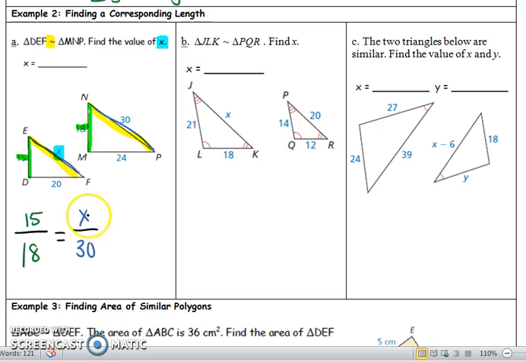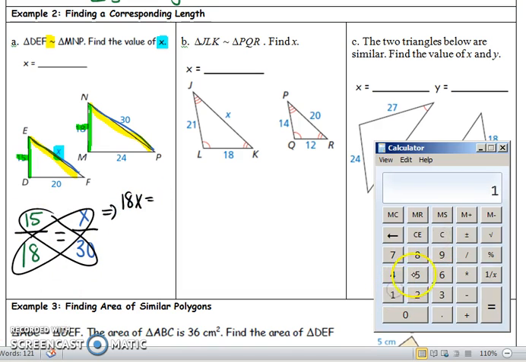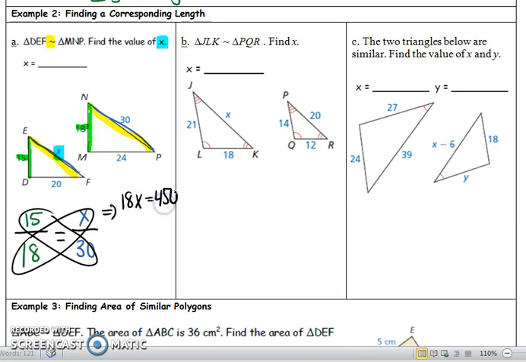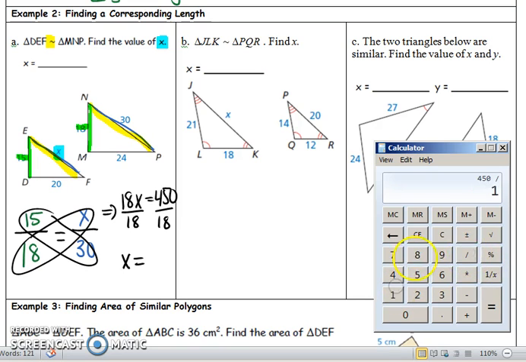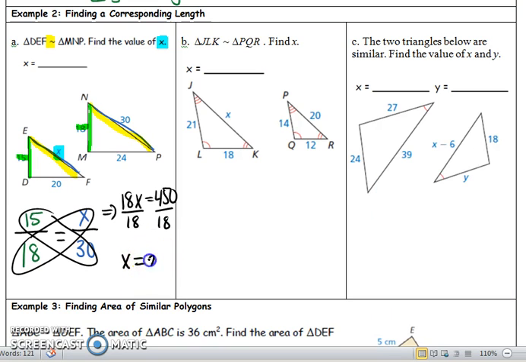From here, we're just solving for x, and we're just solving a proportion. So cross multiply, you're going to get 18x equals 15 times 30. 15 times 30 gives you 450. And then you want to get x by itself, so you divide both sides by 18. And 450 divided by 18 gives us 25. Okay, so that means that the missing side, the x, was 25.